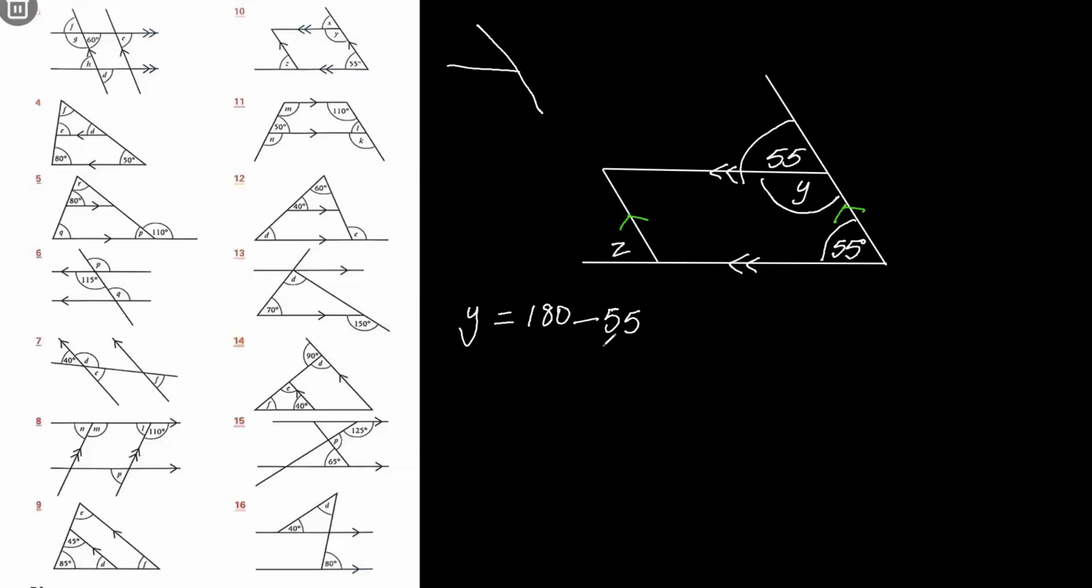All right. 180 minus 55 should give me 125, right? So we know what y is. So y is 125.